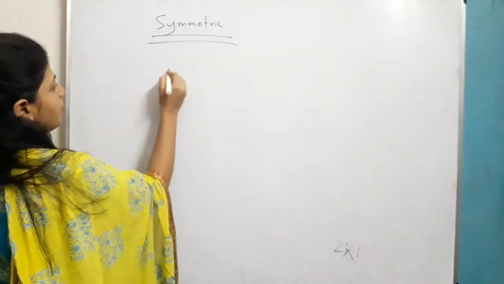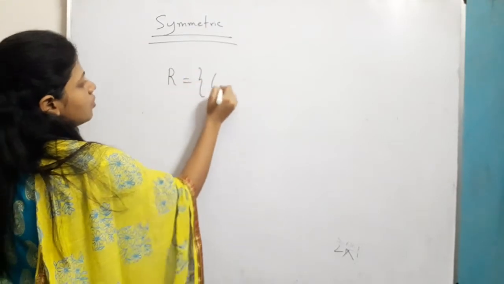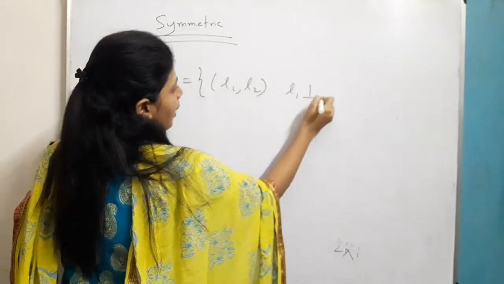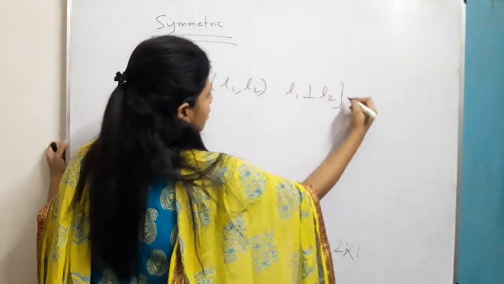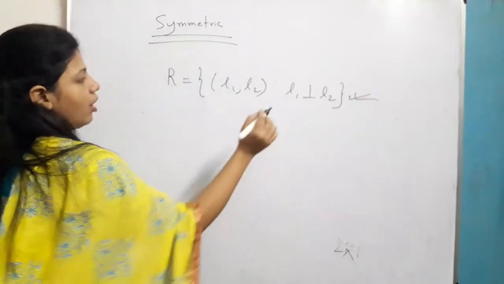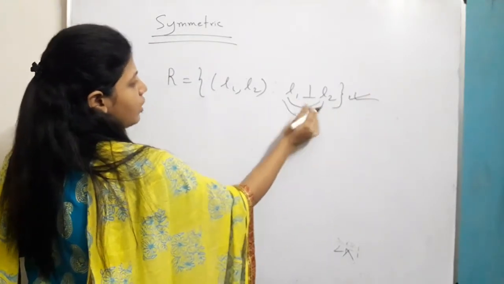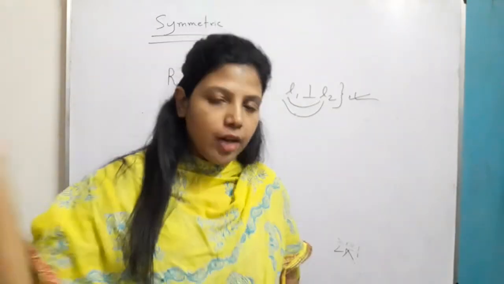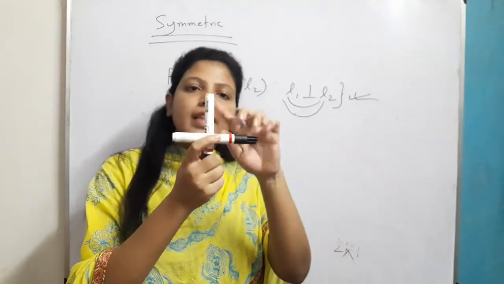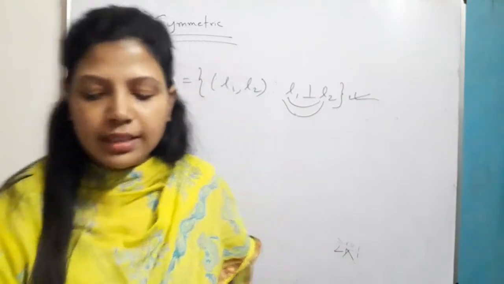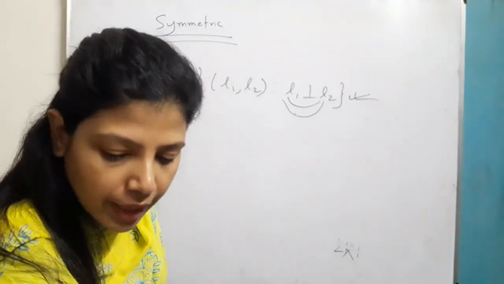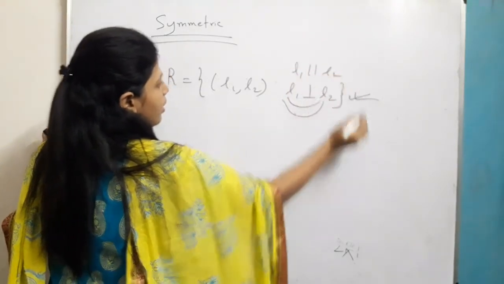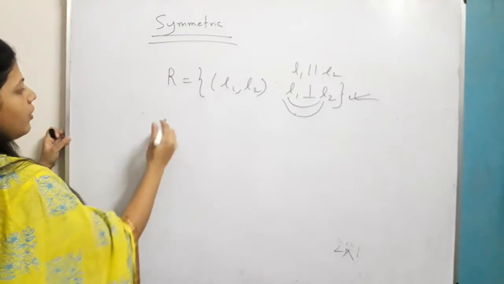Next example, R equals to L1, L2, L1 perpendicular L2. This one is also symmetric because if I interchange these two lines, suppose two lines are there, L1 and L2, so both are perpendicular to each other. That means it is symmetric. And in case of parallel also we can say L1 parallel L2. Both of this you can write.